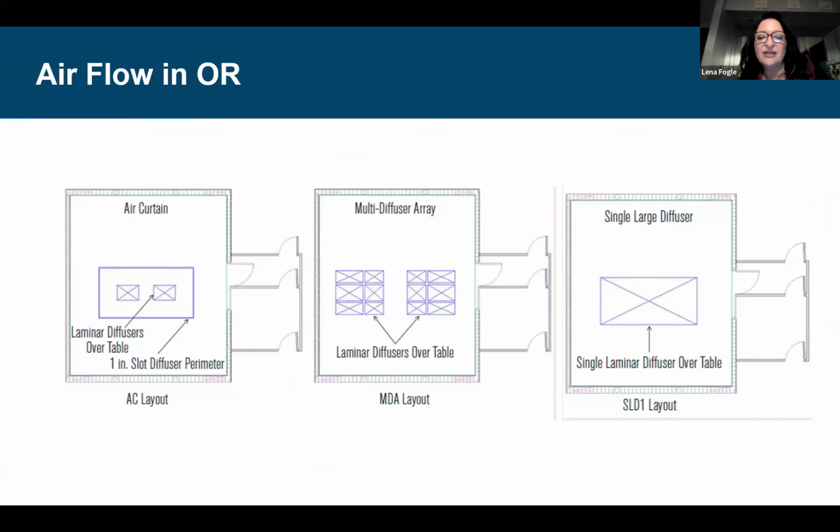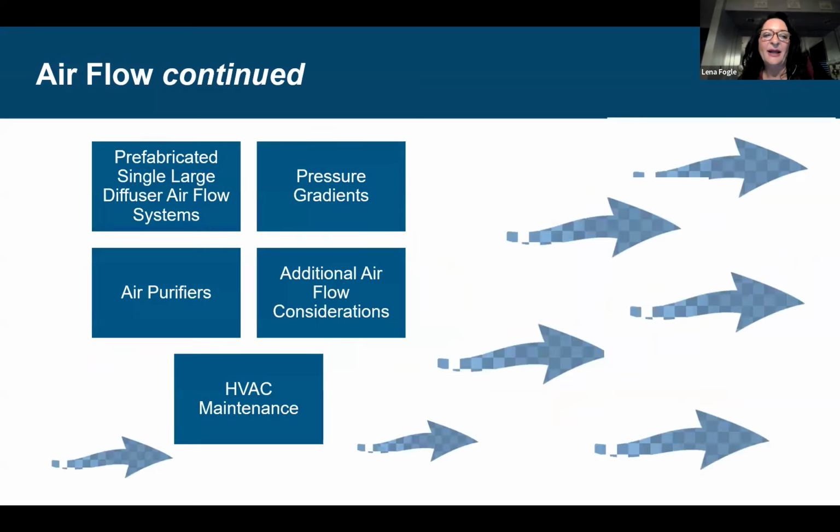So airflow in the OR is very important. You've all heard of laminar airflow, but really a better way to say it is that you want a unidirectional, high velocity airflow that's pushing clean filtered air down and pushing contaminants away from the patient. There are a lot of different kinds out there, but we do know that a single large diffuser is the best way to have a clean column of air that's coming down without air gaps.